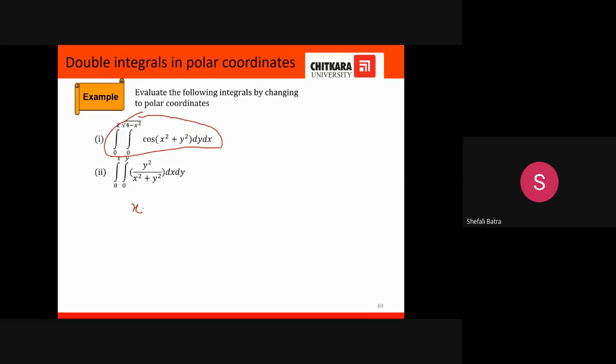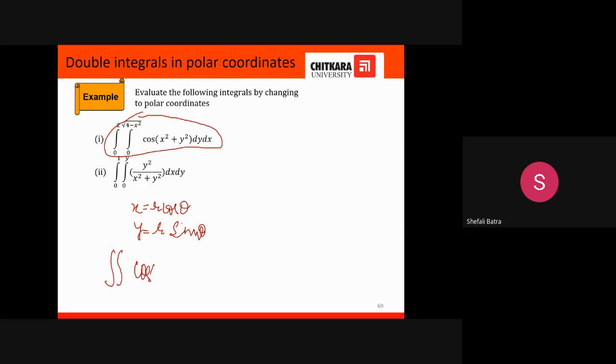You know that x is equal to r cos theta and y is equal to r sin theta. First of all, you will change this integral into polar coordinates. Then we will talk about the region and limits of r and theta. This is x comma y. So you will be writing here double integration.